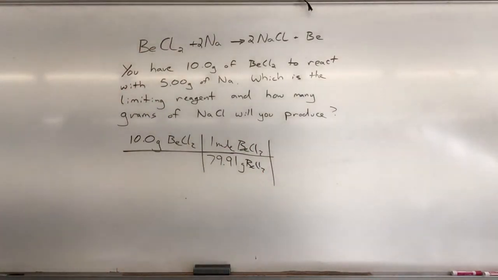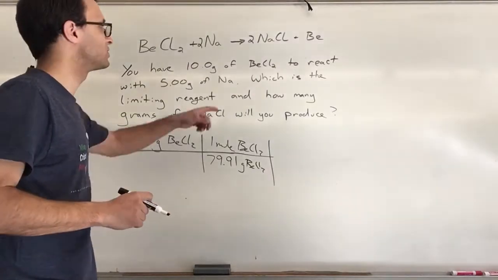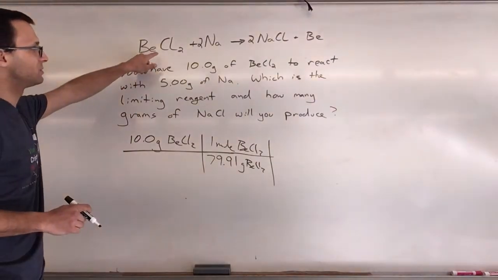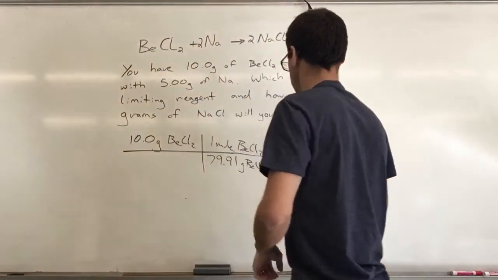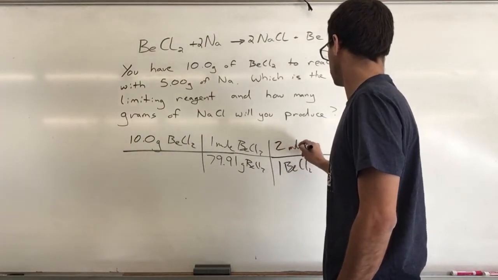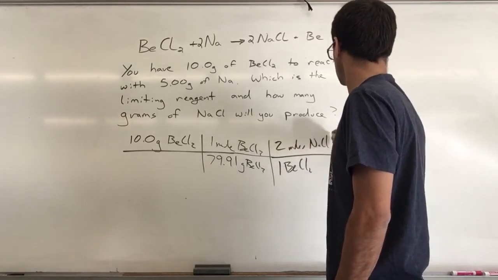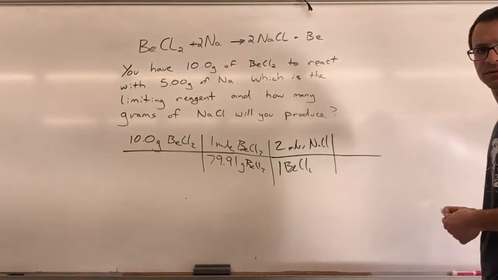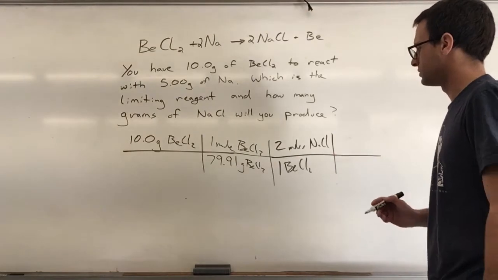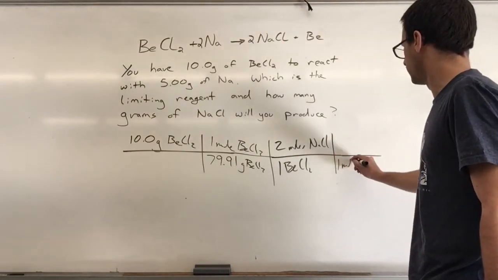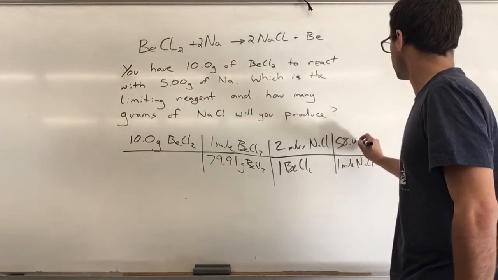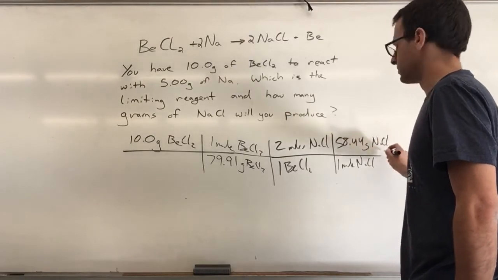Okay, and then we're going to switch substances. So we want to know, in the end, how much sodium chloride will we produce. So we have to switch to sodium chloride. So the relationship is 1 to 2, beryllium chloride to sodium chloride. So you have 1 beryllium chloride to 2 moles sodium chloride. And then the final step, so we don't run out of room, is to switch out of moles. And so we are now in moles of sodium chloride, and we want to switch out. So 1 mole of sodium chloride is equal to 58.44 grams sodium chloride.